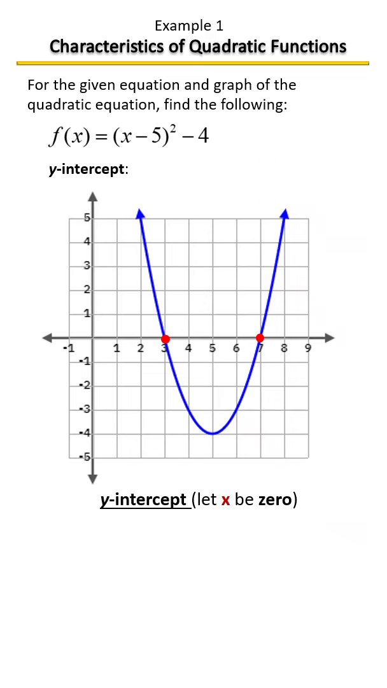Next, we want to find the y-intercept, the point where it touches the y-axis. Well, the scale of our graph only goes up to 5. So you know eventually it's going to touch somewhere up there on the y-axis. We just don't know where. So when that's the case, then you're going to have to find it algebraically.